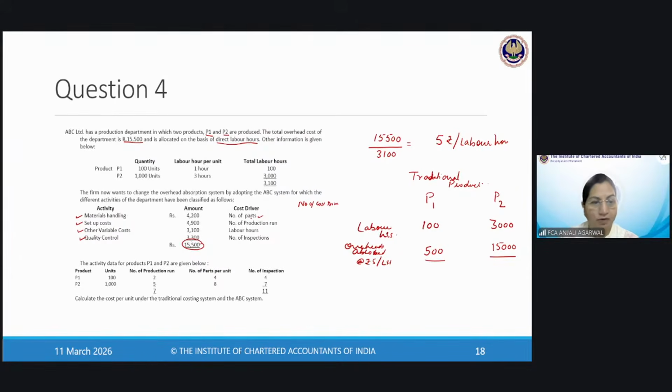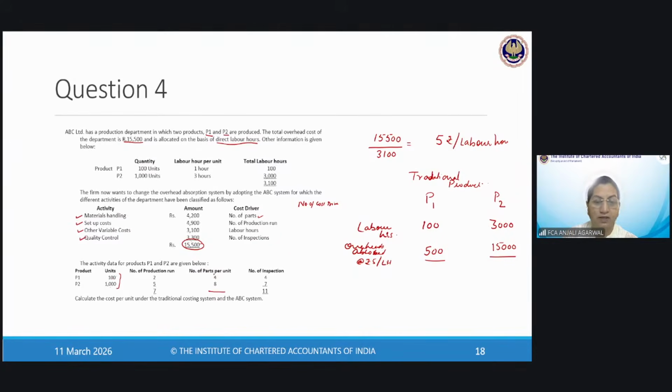So let's look at number of parts. For that, we have further information. These are the number of parts per unit: 4 parts per unit, 8 parts per unit. And how many units of P1 and P2 are made?